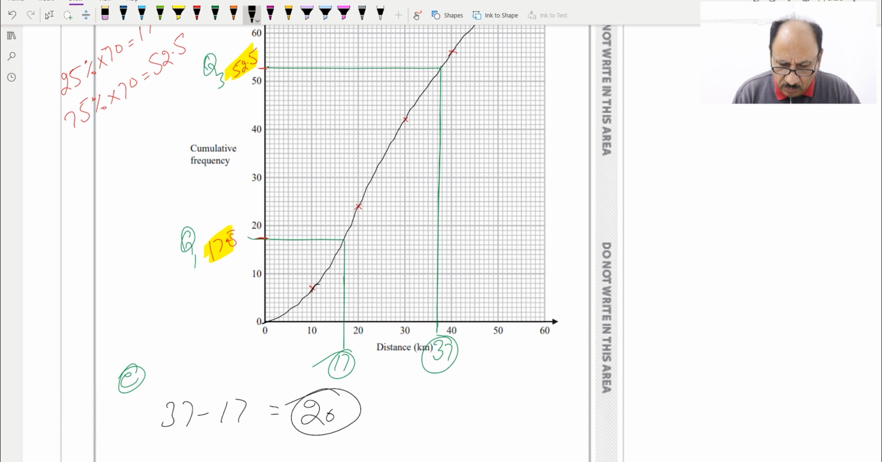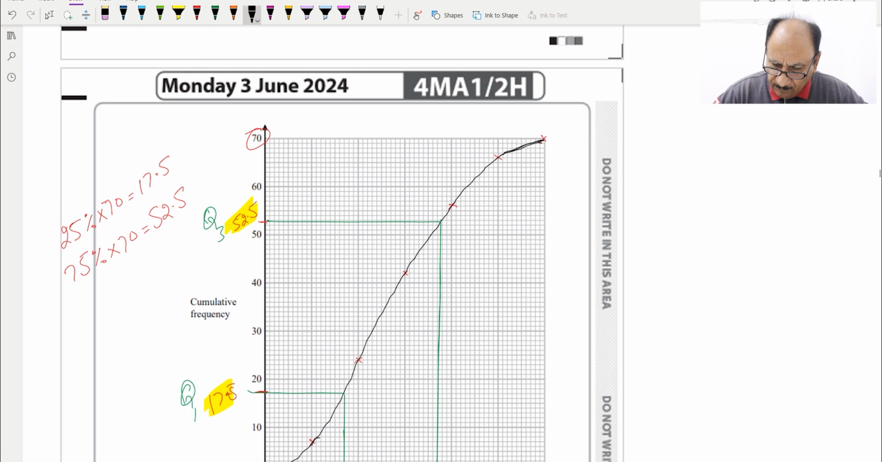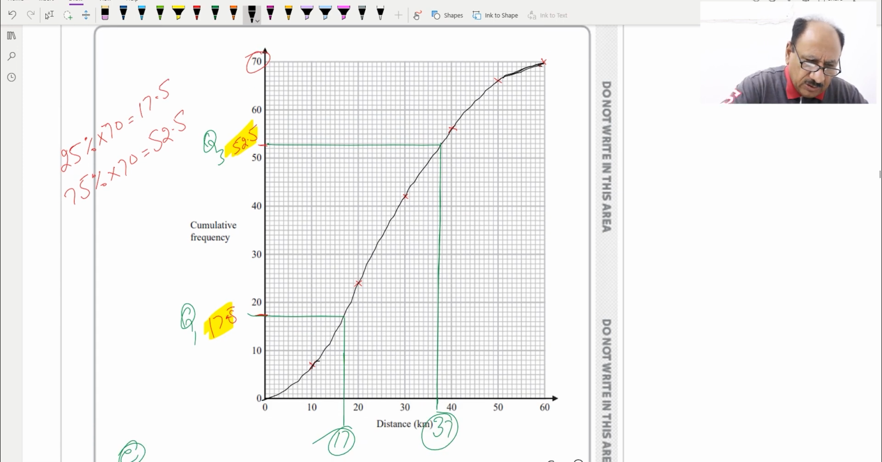So this will be 20 kilometers, and this is our answer, and this is for 2 marks. Use your graph to find. Now D part, use your graph to find an estimate for the number of teachers who travel more than 46 kilometers. Now 46 kilometers is where? The 46 kilometer mark is this one.